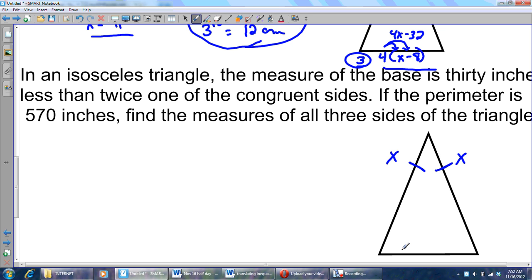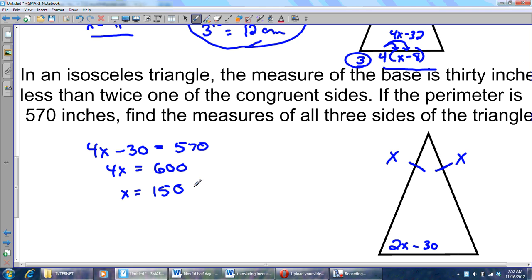Now I can figure out the base, and that is 30 inches less than twice one of the congruent sides. So I need to double one of the congruent sides and subtract 30. If I add those together, I'm going to get 4x minus 30, and that's going to need to equal the perimeter, which is 570 inches. So 4x is going to equal 600, and then x is going to equal 150. So x is 150 inches.